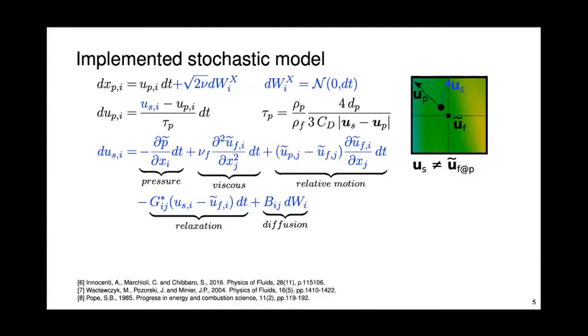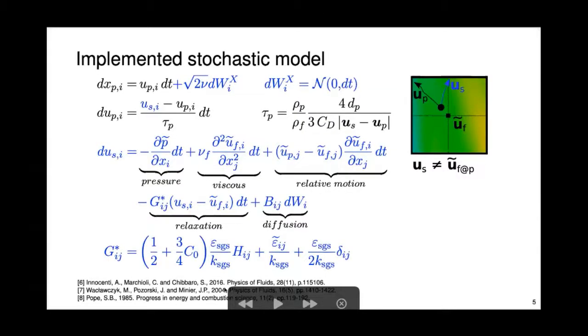So yeah, where I was cut off, we implemented this new stochastic model where the first two terms are the same as the Navier-Stokes equations. Then because we deal with inertial particles, we have this relative motion term, which depends on the filtered particle velocity and the filtered fluid velocity. We have this stochastic diffusion term, which is based on B, the diffusion matrix, which depends on the subgrid dissipation rate. Then to make sure the stochastic model doesn't drift too far away from the fluid, we have this relaxation term, where G star is essentially just the inverse of the fluid timescale.